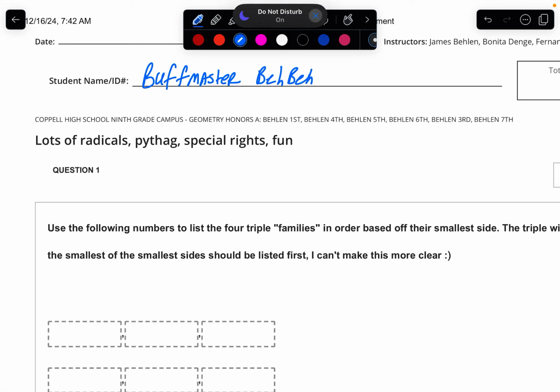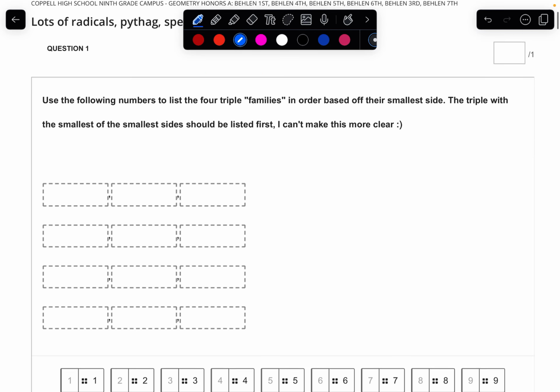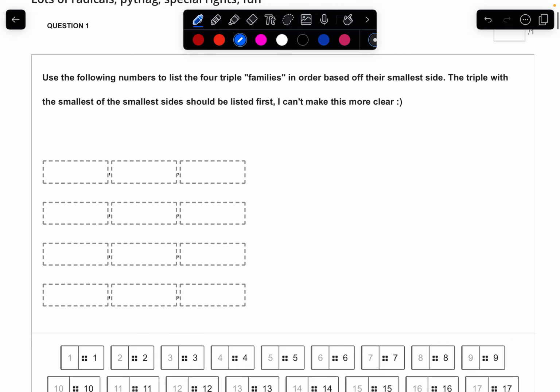All right, guys, here we go. My little babies. We have a lot of problems to do here. 30, 60, 90s, 45, 45, 90s, Pythagorean theorem, all kinds of good stuff.